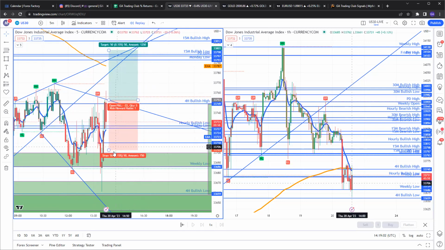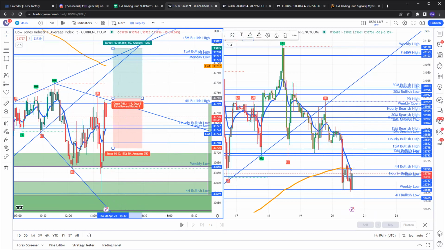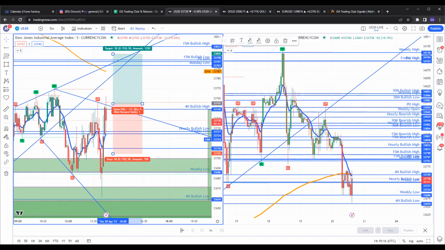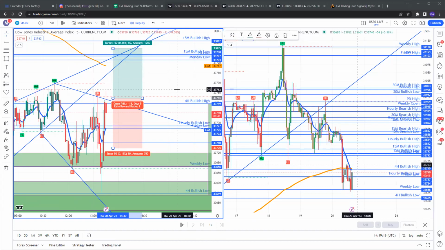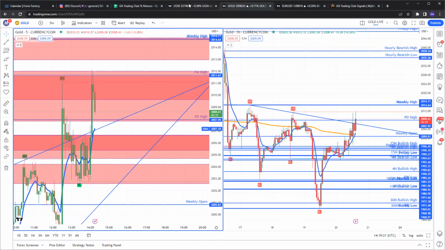So I did say 33,710 here. So 33,710 was where it's all the way down here. So that's where I'll enter into any filler buy at 33,710. But until then, this is what I'm waiting for up here. Right, gold is still going.